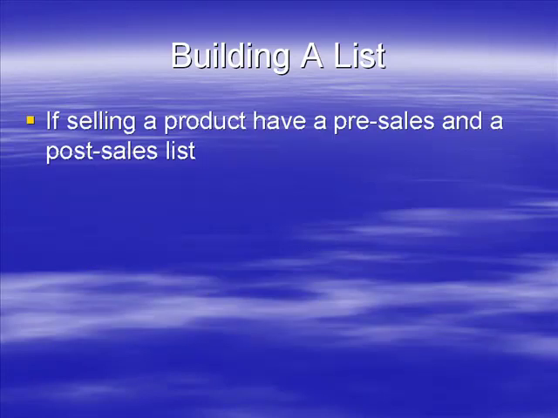Now, if you're selling a product, and this is really, really important, you need 2 lists. You need a pre-sales list and a post-sales list. Very important to separate the 2 out, because let's think about it. Your pre-sales list, what you're doing? You're selling your product. Your post-sales list, they've bought your product. They don't want to be sold your product again.